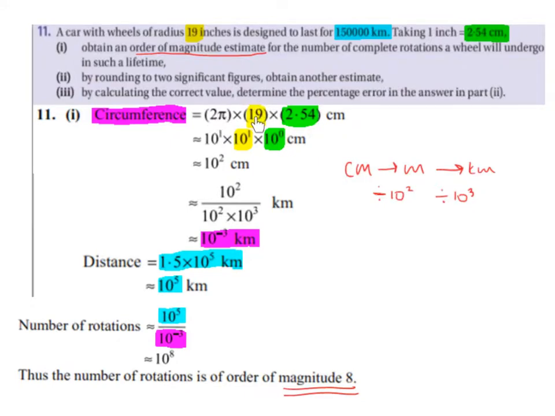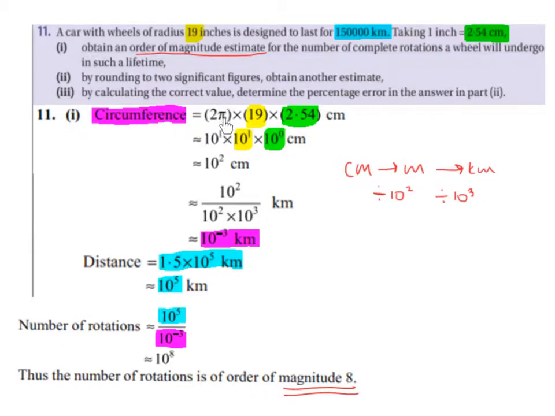But since 19 is in inches and we're interested in centimeters, and 1 inch is equal to 2.54 centimeters, we're going to multiply that also by 2.54 centimeters. Because ultimately we want to change that into kilometers, because we're dealing with kilometers up here. So 2 pi times 19 times 2.54 centimeters will give us the circumference, or the rotation of one wheel. And what we're going to do with each of these three numbers is round it off to 10 to the power of something.